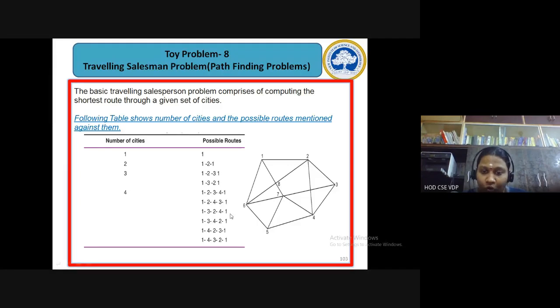Again here, 4 to 1 you have a path. 2 to 1 also you have a path. See here, this is also possible. In the second one you don't have a dash here, so just ignore this. So the second combination is not possible.